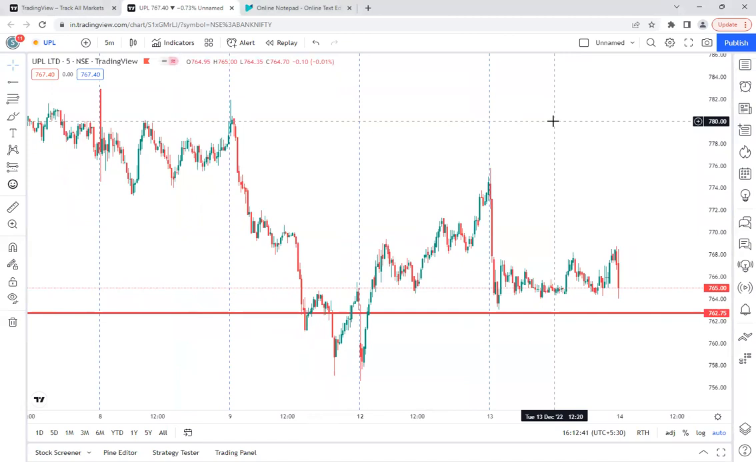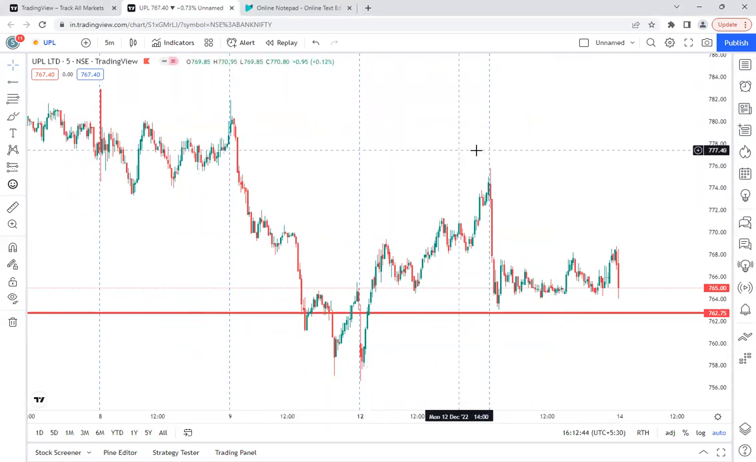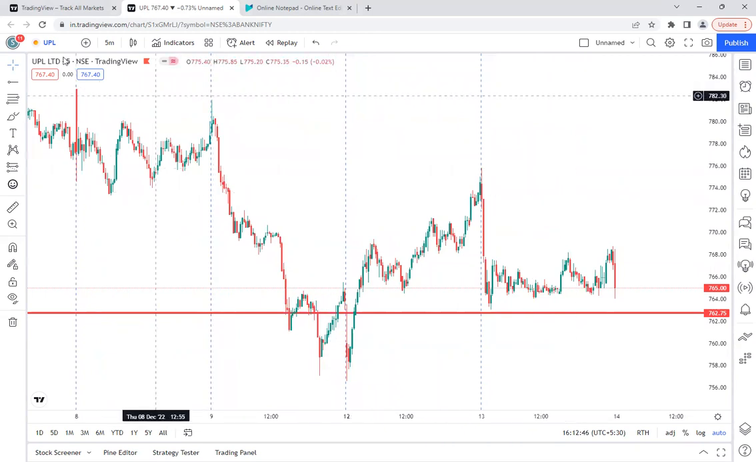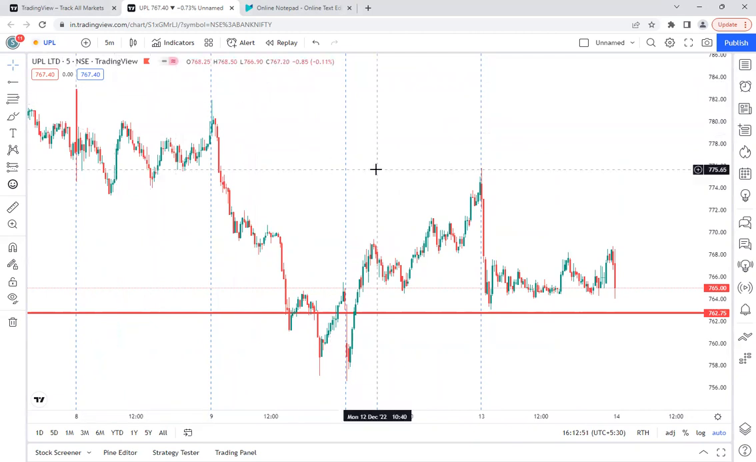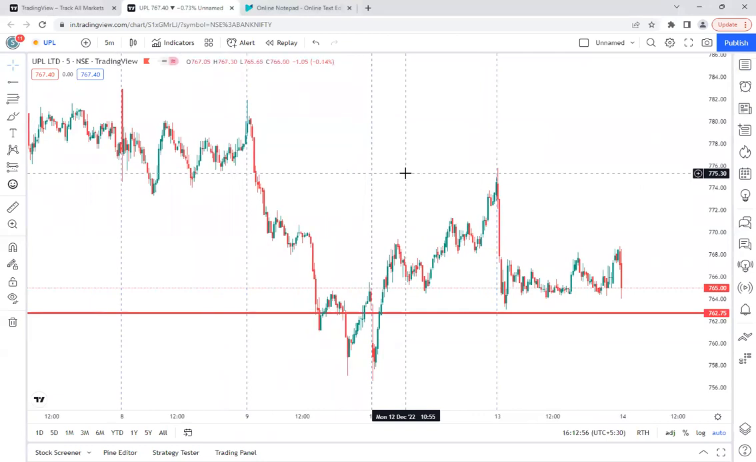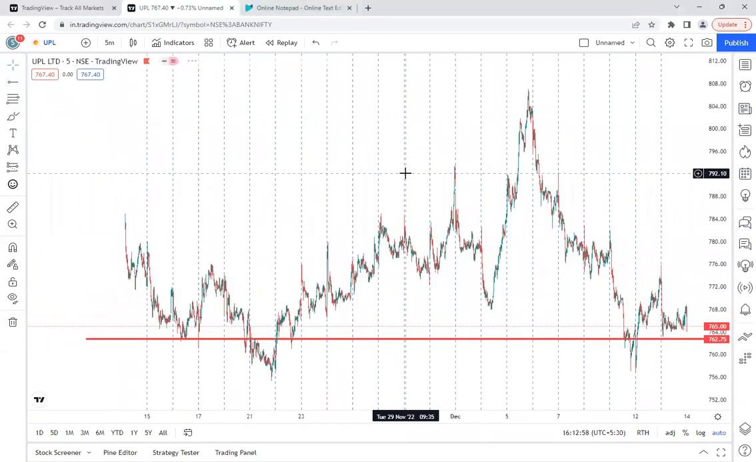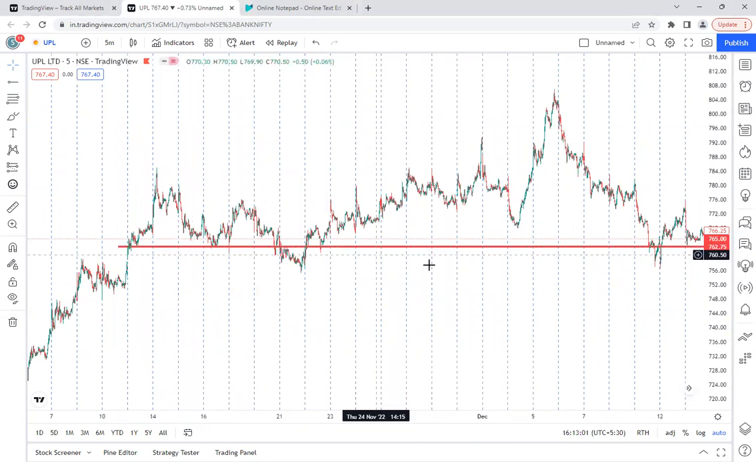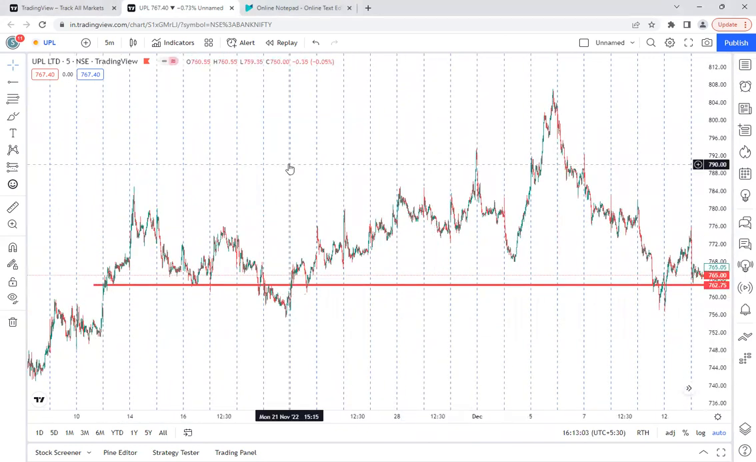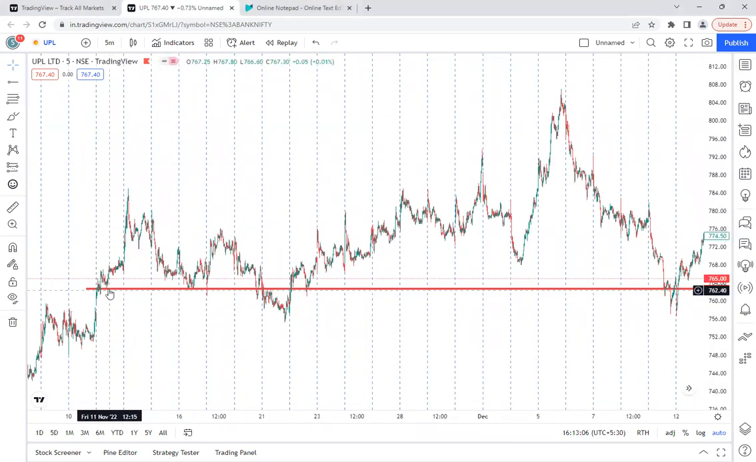I will give you one example that I observed today. This is the UPL Limited stock chart in the 5-minute time frame. Here there is a key level which I have already plotted, and I will tell you why it is a key level. If you see, it took support here, here, and here, and even when it fell down, they immediately took it up, and after retesting it, they started going up very strongly.